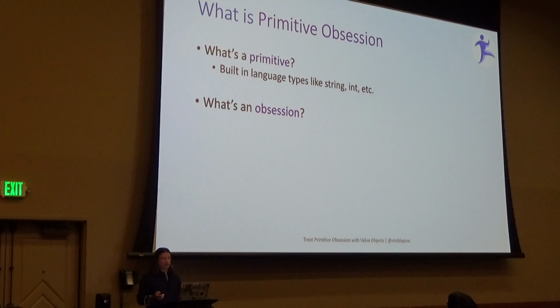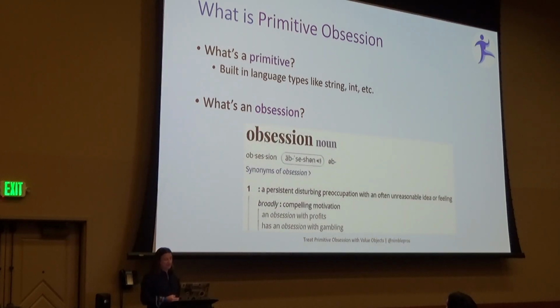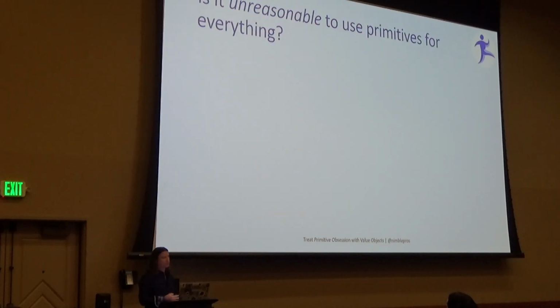And then what's an obsession? Well, it's a fragrance, I guess, but it's also a persistent, disturbing preoccupation with an often unreasonable idea or feeling, according to Merriam-Webster. So, some examples might be an obsession with profits or an obsession with gambling. So, with primitive obsession, the question with this particular definition becomes, well, is it unreasonable to use primitives for everything?